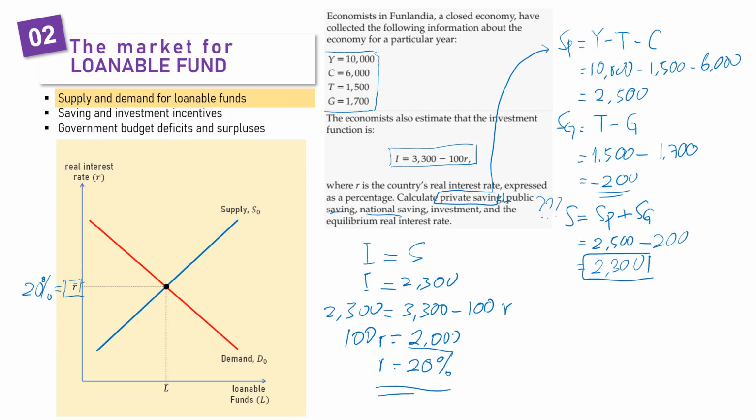All right. And supply and demand for loanable funds are the same. It equals L bar here, which equals 2,300.